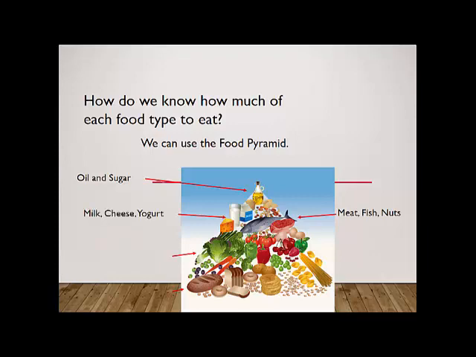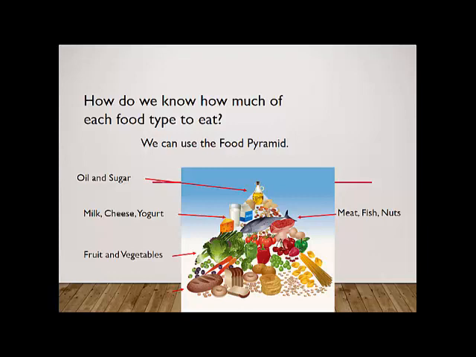Meats, fish, and nuts are at a lower position than the oils and sugars, and they are required in more quantity than the oil and sugar, but not in very high quantity. Milk, cheese, and yogurt are at the same position where meat, fish, and nuts are present. They are also required in normal or lower quantity.